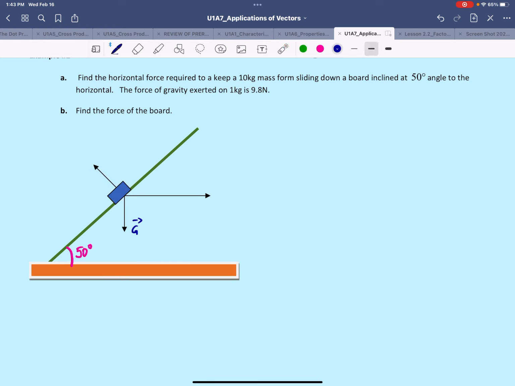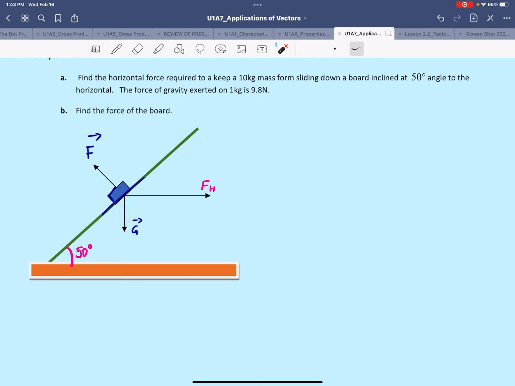Remember that one of Newton's laws is that when you apply a force onto an object, then the object will act against that force. We call this the normal force, okay? And it's perpendicular to the ramp. So we're going to name this the force F. We're going to name the horizontal force the force FH. And here is gravity as well.